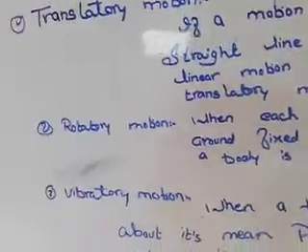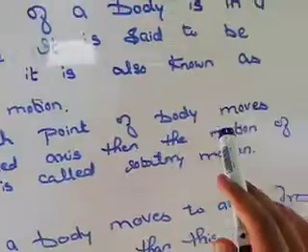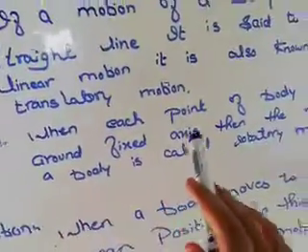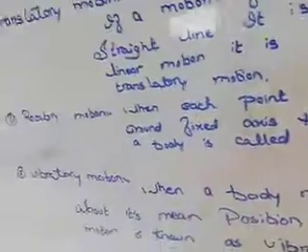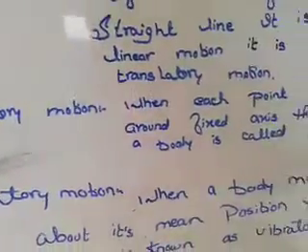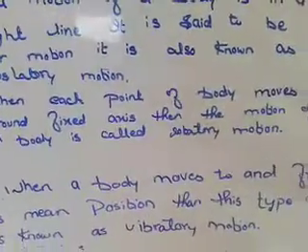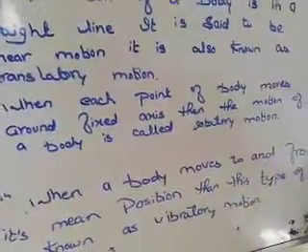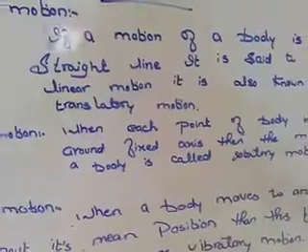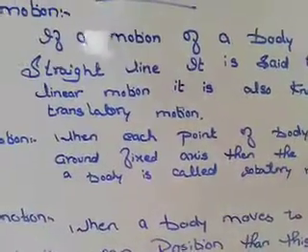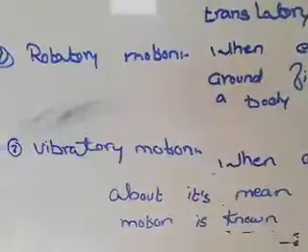The specific definition of rotatory motion is: when each point of a body moves around a fixed axis, then the motion of the body is called rotatory motion. Okay, so rotatory motion is a type of motion in which a body moves around a fixed axis and does not change its position, like a fan hanging on a roof that revolves in a fixed axis, so we say it is a rotatory motion.